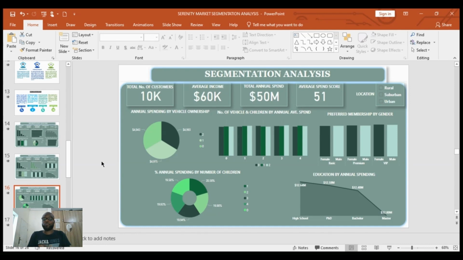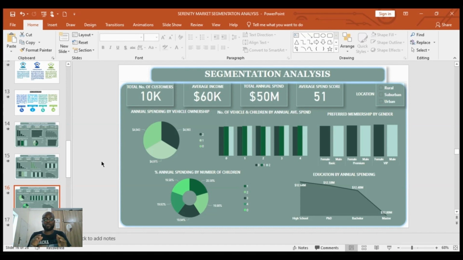And then when we investigated preferred membership by gender, we discovered that the female customers prefer the VIP and the premium membership more than the male, while the male prefer the basic more than the female. So it's also good information and insight for the company to have.